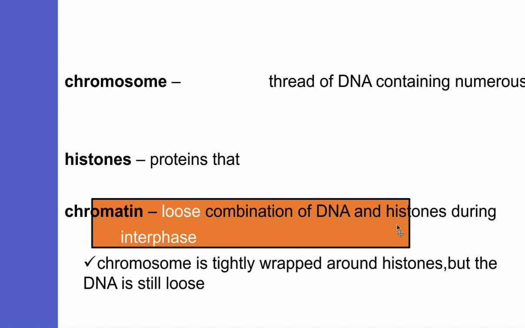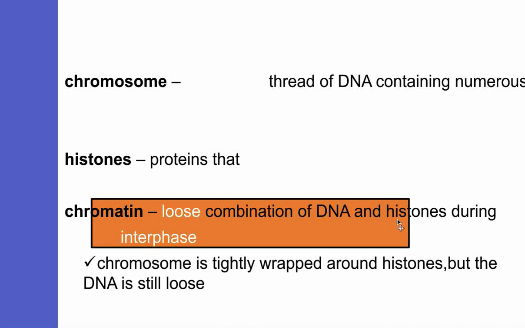Chromatin is a very loose combination of DNA and histones that you're going to see during interphase, right? When chromosomes are in their chromatin form, they're actually not visible in a cell. You can't see them. A piece of DNA, a chromosome, can be really, really long. It can be as long as your arm, but it's so thin that it's invisible, right? So when you don't have them wrapped up very tightly, you can't see them in a cell.